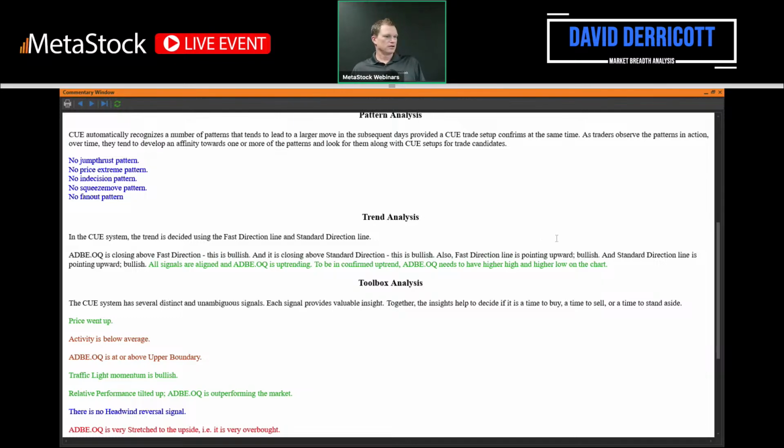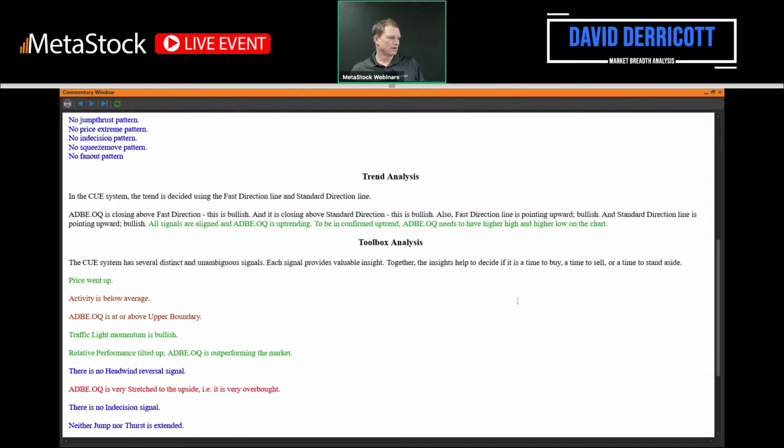So the reason that Adobe came up is because it has a pattern or a setup for an entry, but you want to make sure once you've gotten that entry signal, that's not an immediate entry into your trade. You need to make sure that your next candle, in this case, because I'm looking at a daily chart, so tomorrow, we need to make sure that I've got a higher high and a higher low on the chart.